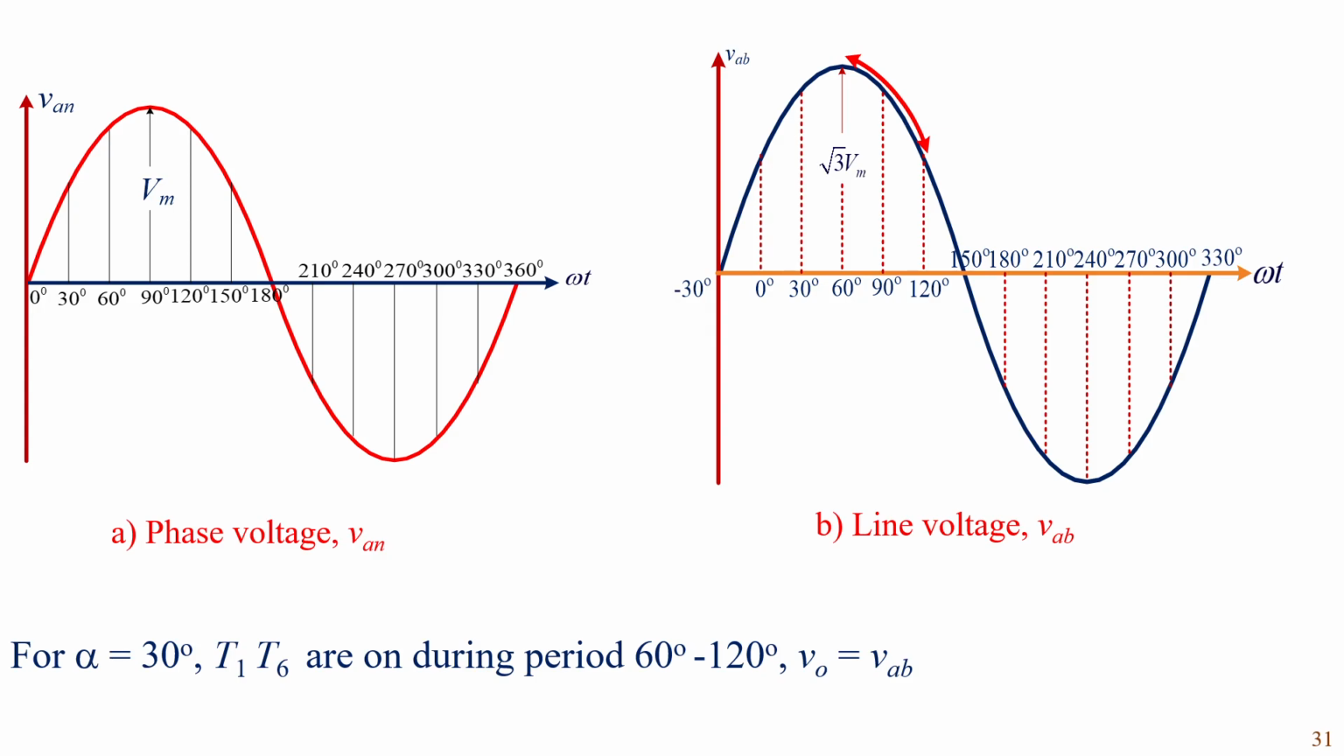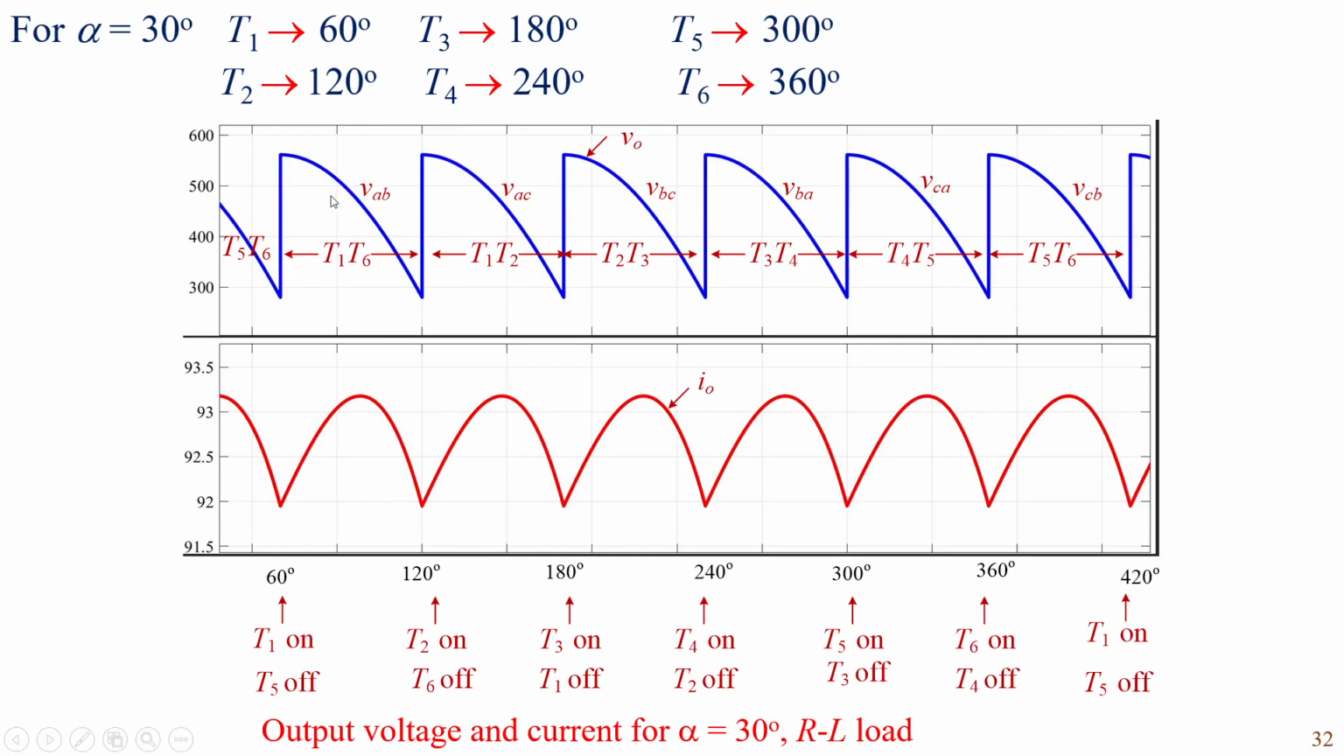And for alpha equals 60 degrees, T1 and T6 conduct between 60 and 120. At omega t equals 60, the line voltage is at peak value, and after omega t equals 60 degrees, the voltage falls sinusoidally. And this highlighted portion is applied across the load. This is the output voltage.